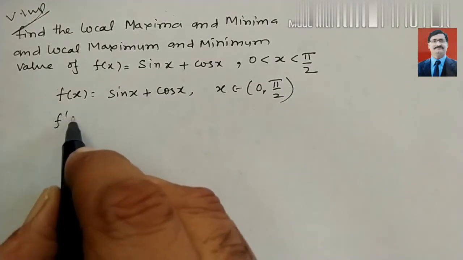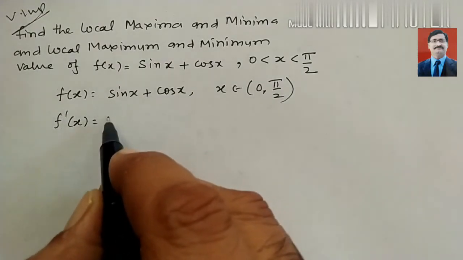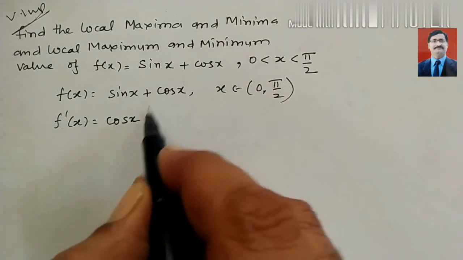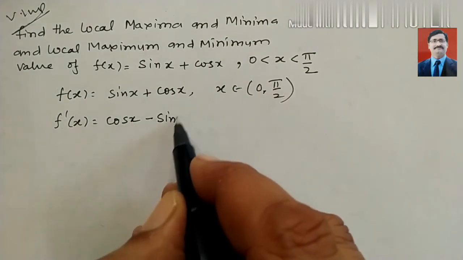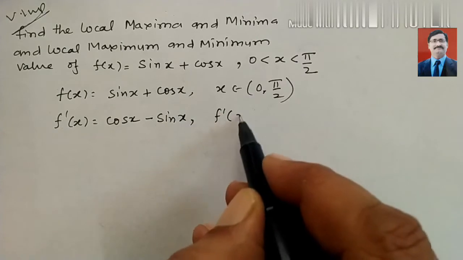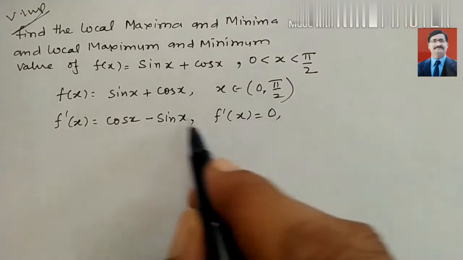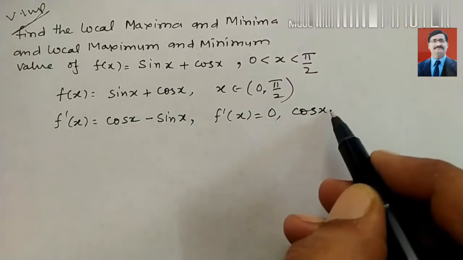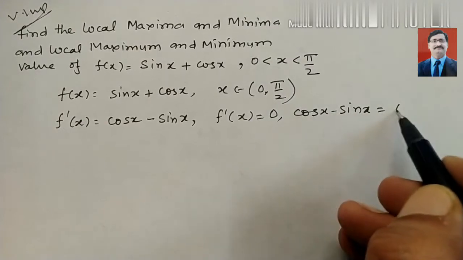For sin x plus cos x, first we find the differential f dash x. The differential of sin x is cos x and the differential of cos x is minus sin x. Now we set f dash x equal to 0. So look here, cos x minus sin x will be equal to 0.